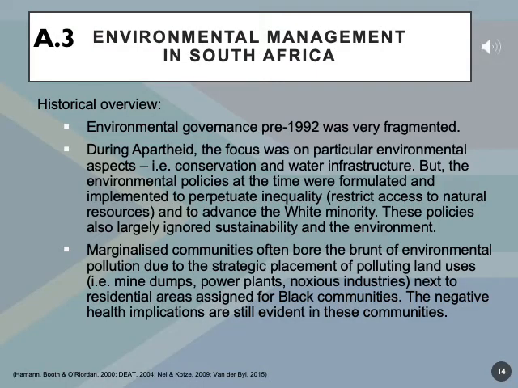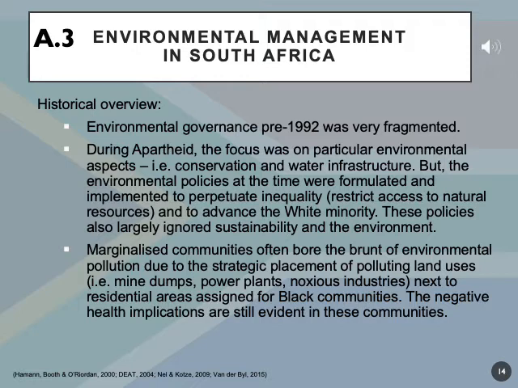Okay. In this section, we're going to look at the evolution of environmental management in South Africa. So, environmental governance pre-1992 was very fragmented in our country. During apartheid, the focus was on particular environmental aspects, for example, conservation and water infrastructure. But the environmental policies at the time were formulated and implemented to perpetuate inequality, whereas they restricted access to natural resources and advanced the white minority. These policies also largely ignored sustainability and the greater benefit of the environment.